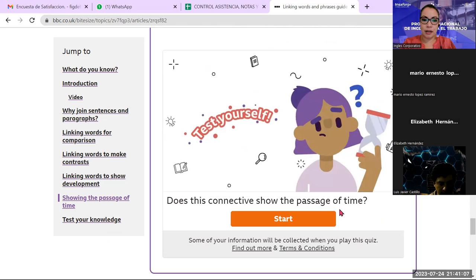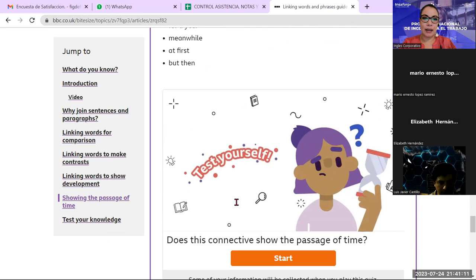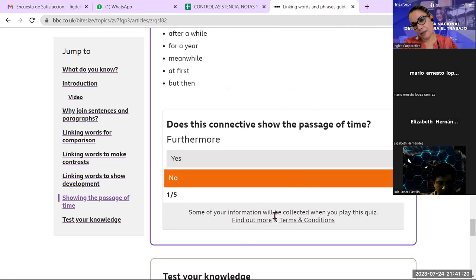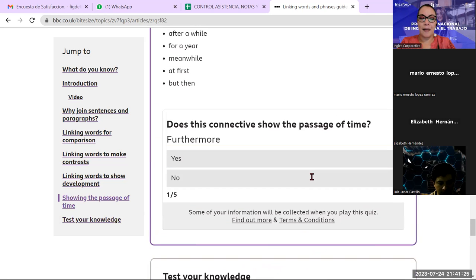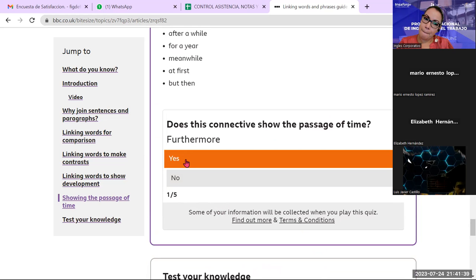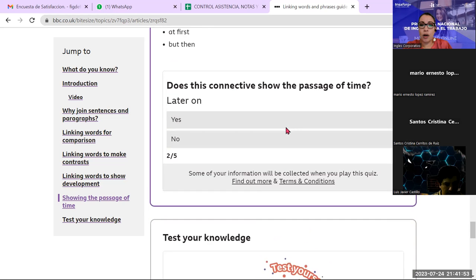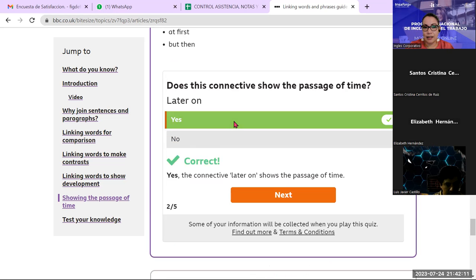Does this connective show the passage of time? Let's start. What do you think? Does this connective show the passage of time? Furthermore? Yes. Wrong. Remember that furthermore is to add information. Next. Later on shows the passage of time. Yes. That is correct.